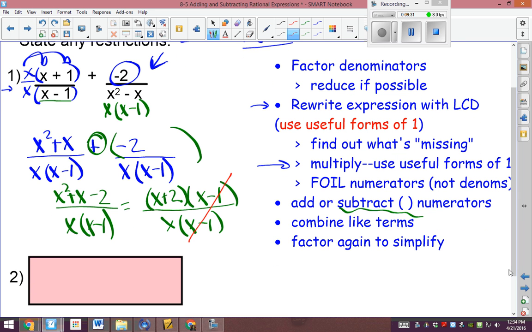So in the end, our final answer on this problem is x plus 2 over x. And don't kill a kitten by crossing off those x's. Yes, don't do that. They are not cross-offable.